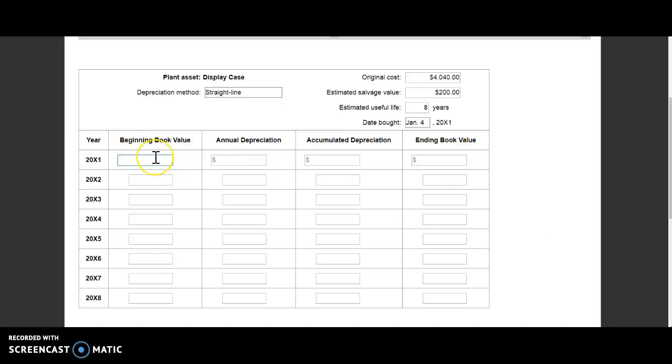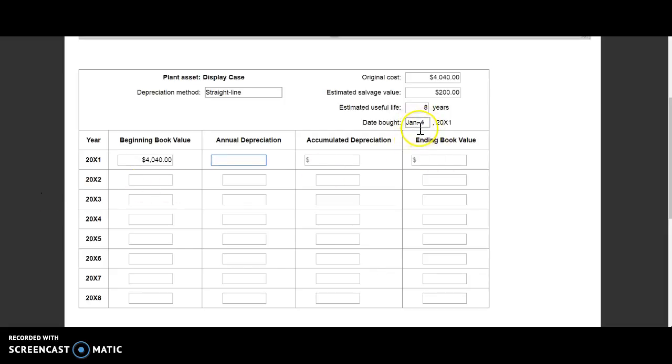So beginning book value of the asset is simply going to be the original price, so $4,040. Now we have to figure out what the annual depreciation is. So annual depreciation is when we take $4,040 minus the salvage value of $200. We're going to take that number then and divide it by the useful life of 8 years. And we see that our annual depreciation is going to be $480.